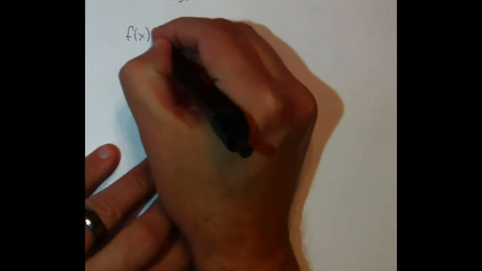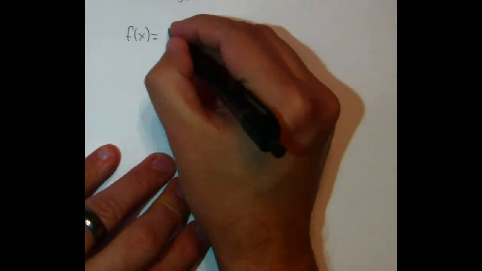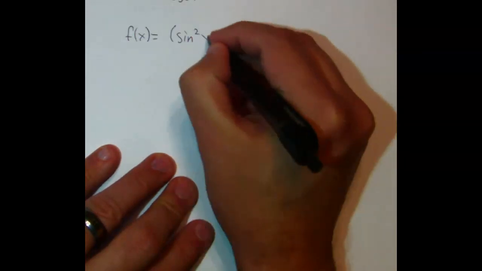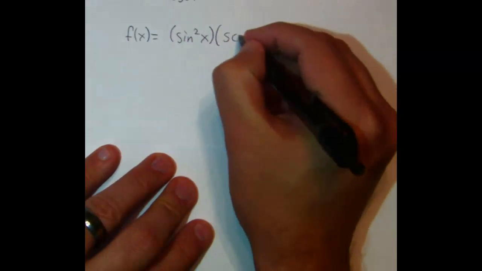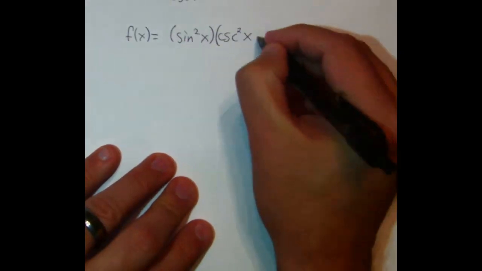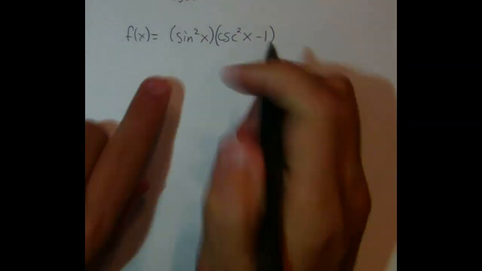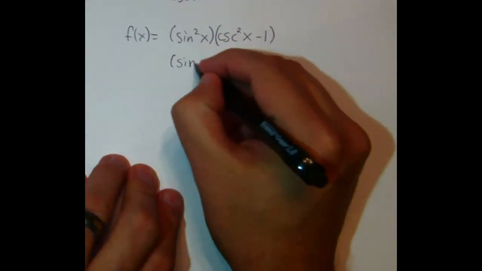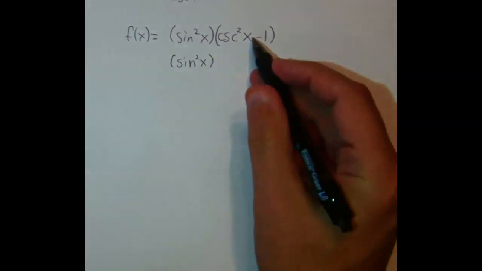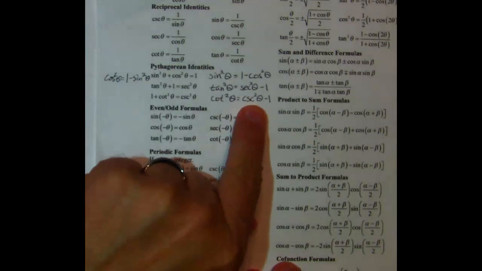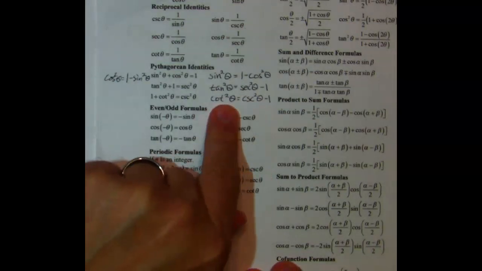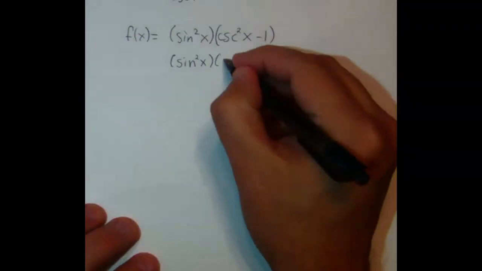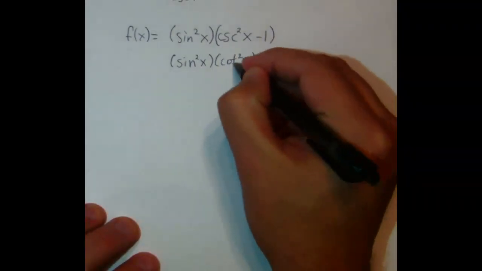Let's say we have the function of x is equal to sine squared x times cosecant squared x minus 1. Alright, since we're already at sine, and this is really not an identity, we're just going to leave it like it is. Now let's go ahead and find cosecant squared x minus 1. Cosecant squared x minus 1 is cotangent squared x. So this is cotangent squared x.